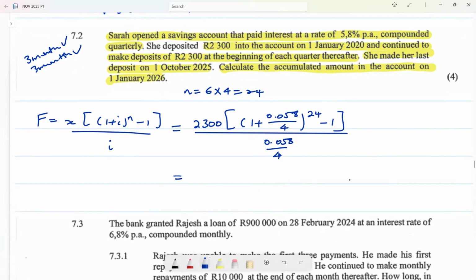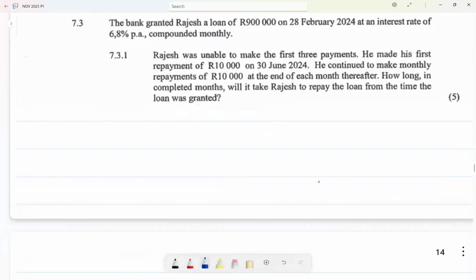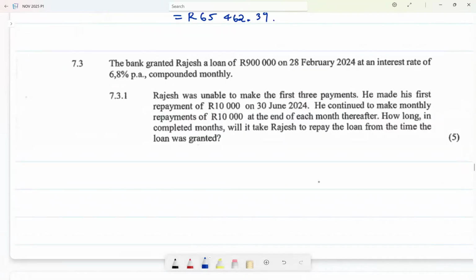2,300 times 1 plus 0.058 divided by 4, all raised to the power of 24, minus 1, divided by 0.058 divided by 4. Then I get something like 65,462.39. Okay, yes. Cool. The bank granted Rajesh a loan of 900,000 on 28 February 2024 at an interest rate of 6.8% per annum compounded monthly.